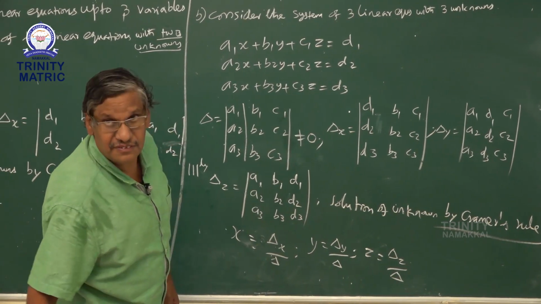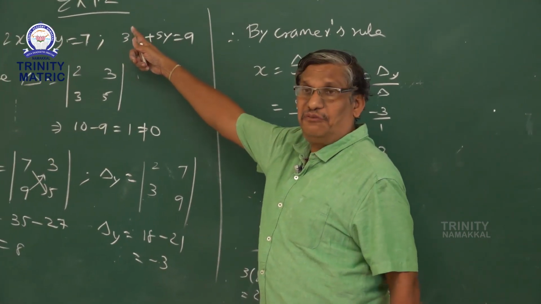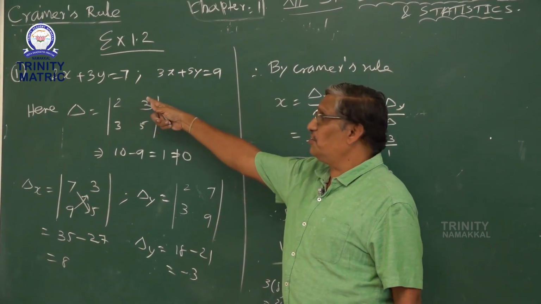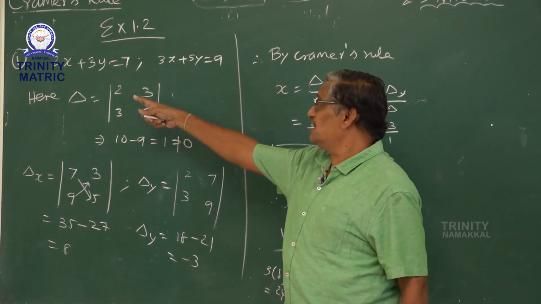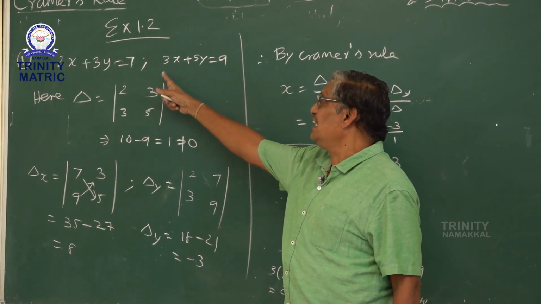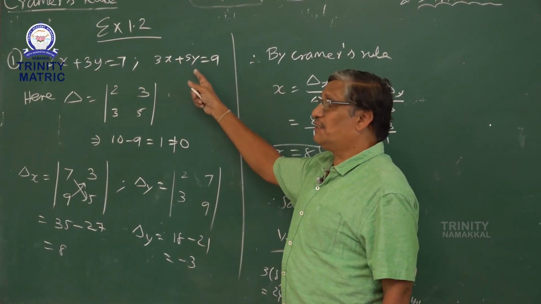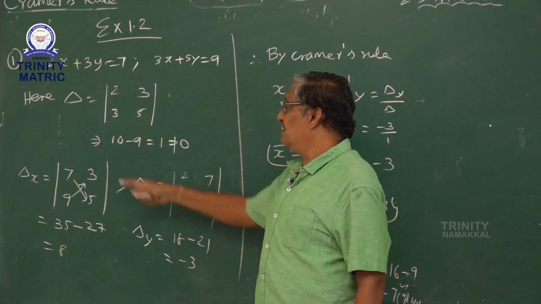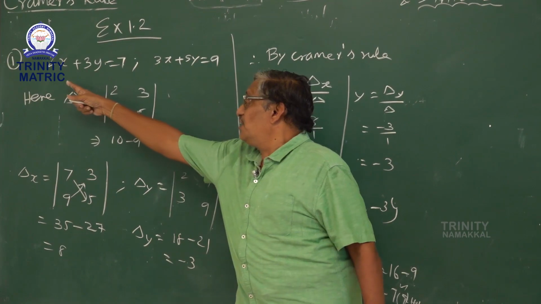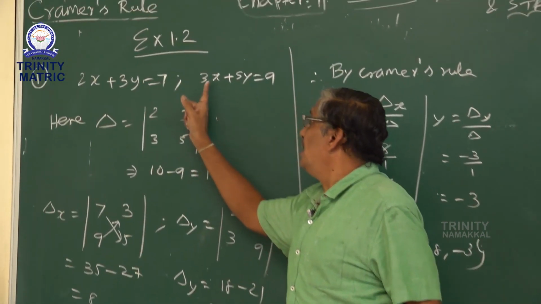I will do it now. In exercise 1.2, by Cramer's rule, we have to solve these two unknowns. The two equations are 2x plus 3y is equal to 7, and another equation is 3x plus 5y is equal to 9. First we have to find delta. How will we find delta? From the coefficients of x, 2 and 3.